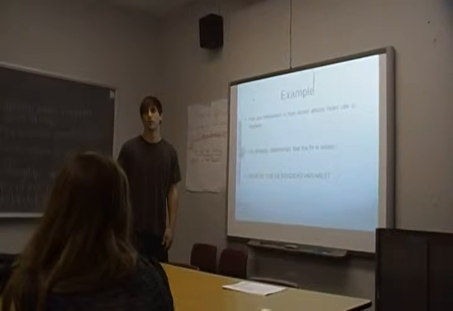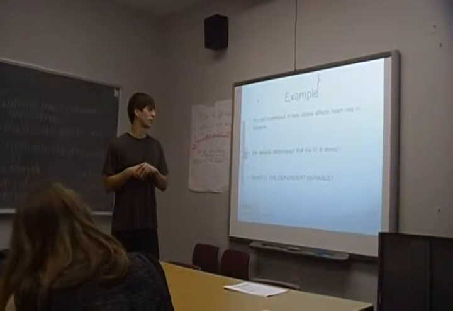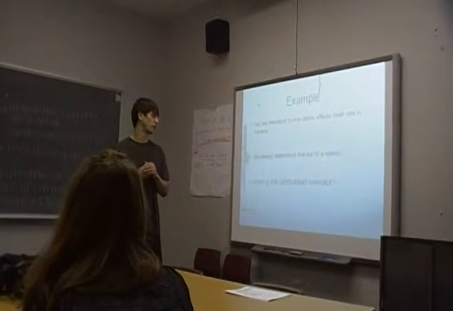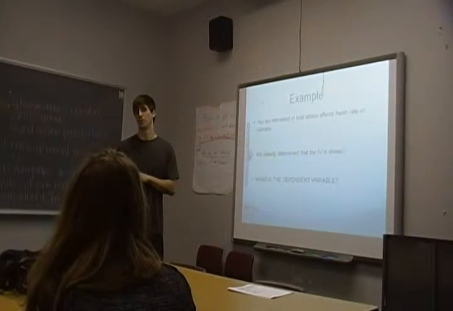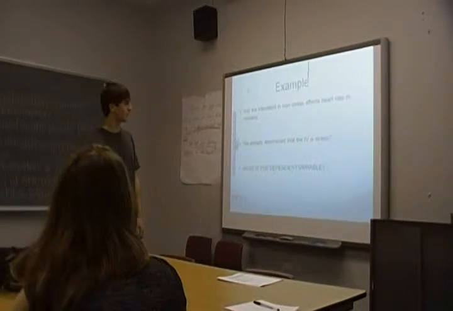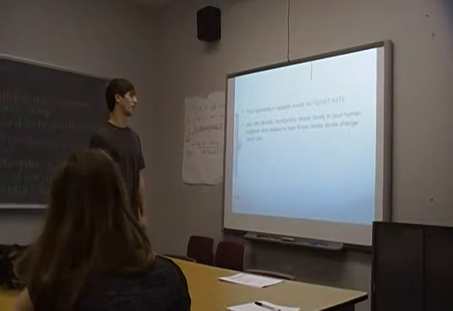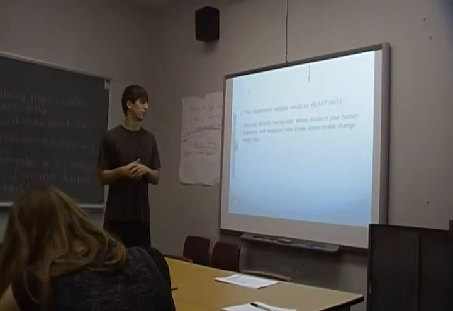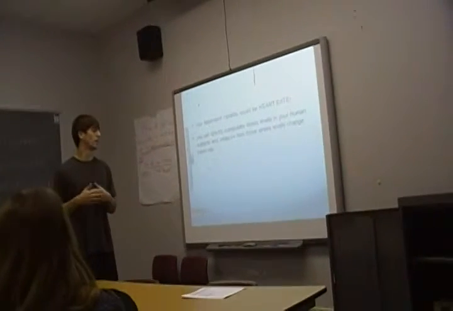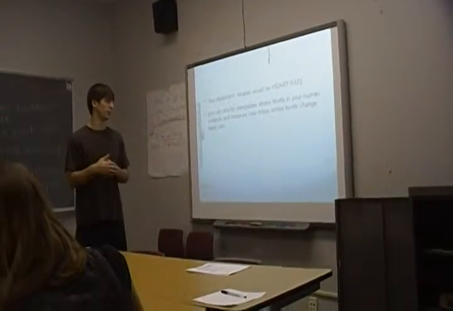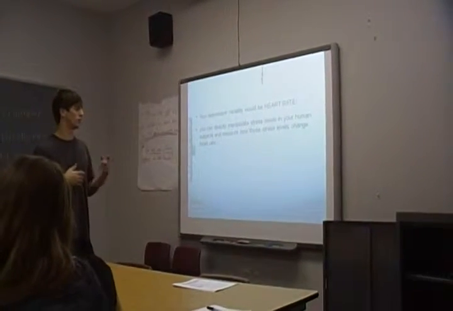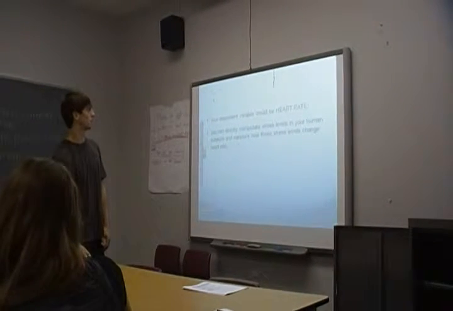An example of a dependent variable is, if you're interested in how stress affects heart rate in humans, we already determined that the independent variable is stress. What is the dependent variable? Anybody? Your dependent variable will be heart rate. You can directly manipulate stress levels in human subjects, and then you can measure how the stress levels change heart rate. The heart rate is dependent on what you manipulate.